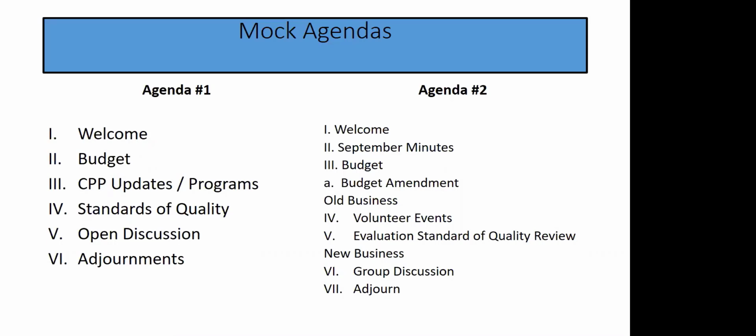So we got the welcome, September minutes, budget amendment, old business, volunteer events, evaluation standards of quality review, new business, group discussion, then adjourn. So I'm gonna count you down. 3, 2, 1, 0. What's missing? Can you tell me what is missing under agenda number 2?